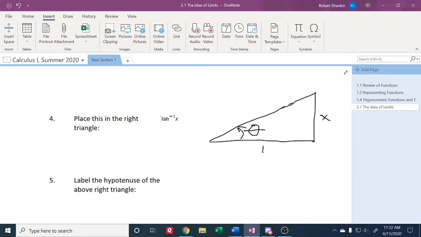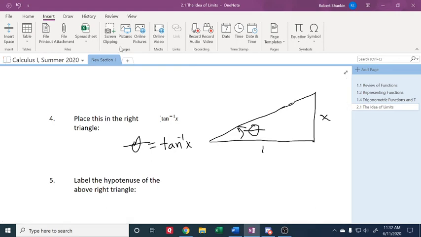Alright, so on this one, we had talked about last time that when you take the tangent or any trig function of an angle, you get a number. But when you take the inverse tangent of a number, you get an angle. So the inverse tangent, theta, this is an angle. It's the angle who, when you take its tangent, you get x.